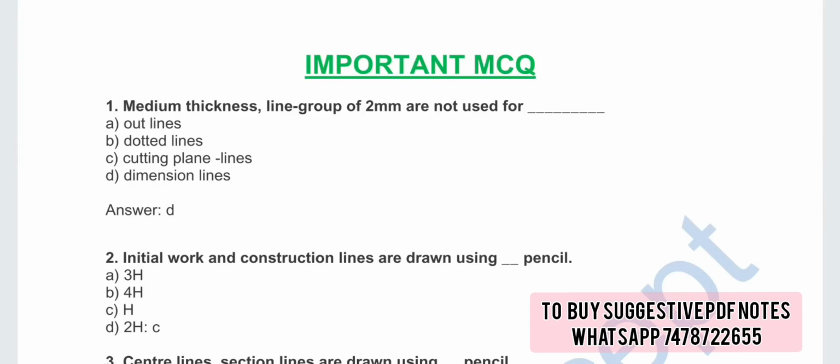Engineering drawing MCQ for ALPCBT2 Part A section. Question number 1. Medium thickness line group of 2 mm are not used for outlines, dotted lines, cutting plane lines, dimension lines. Answer is D, that is dimension line.